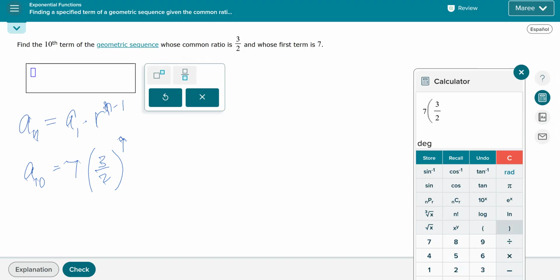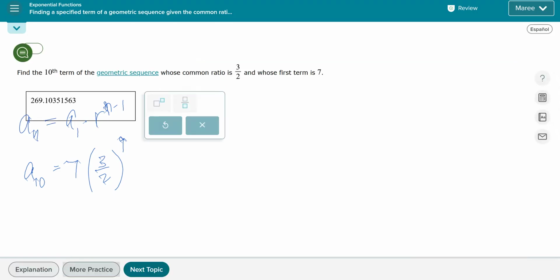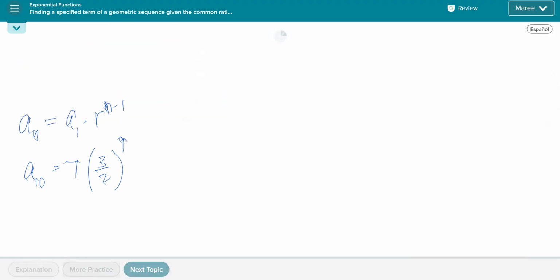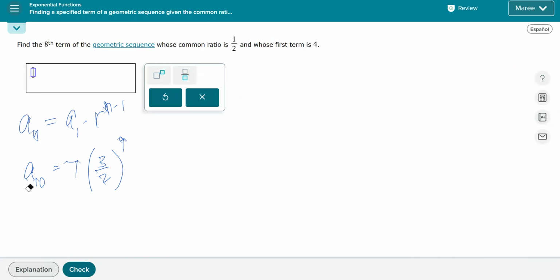I would put the decimal in, and we raise it, which is x to the y power, which is 9, equals, they'll give us this decimal. So I would do 269. I'm just going to type the whole thing in. 10351563. Boom. And they'll tell me it's correct, but you can simplify it, which I don't care, as long as it's correct. Okay, so now we're finding the 8th term.